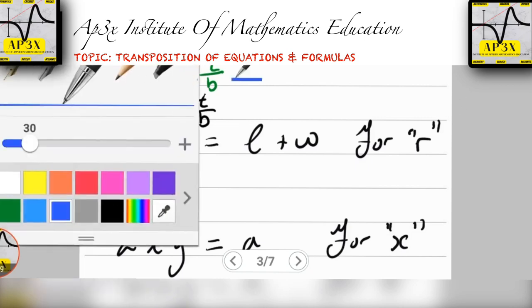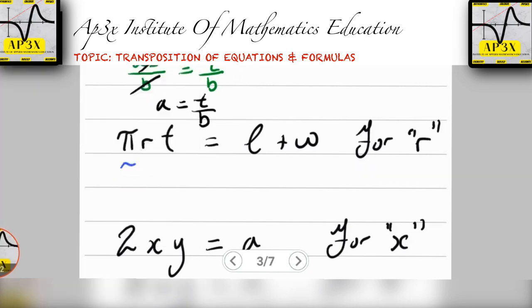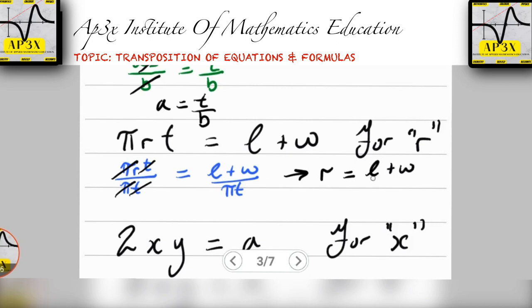So let's go ahead then, and we're going to say pi RT divided by what we don't want, pi and t. And that's going to be equal to L plus W divided by pi t. So by doing that then, you will recognize here that pi cancels pi and t cancels t. Therefore, we end up with R is equal to L plus W all divided by pi t.